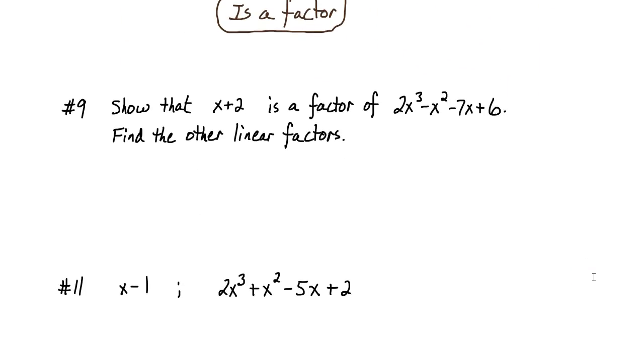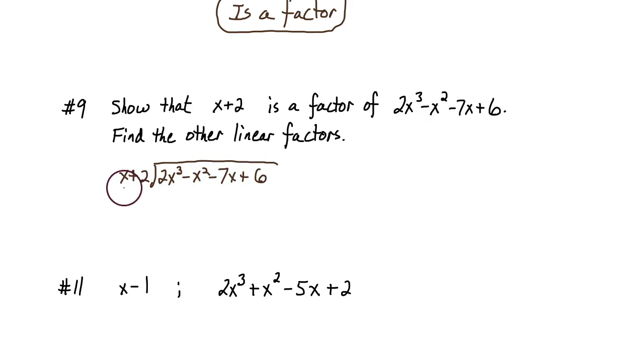Number 9, show that x plus 2 is a linear factor of this 4-term polynomial. And after we show that it is a factor, find the other linear factors. If x plus 2 is a factor, then it will divide into this evenly with a remainder of 0. Let's use long division and see what we have after we divide it. Inside here, put the 2x cubed minus x squared minus 7x plus 6.